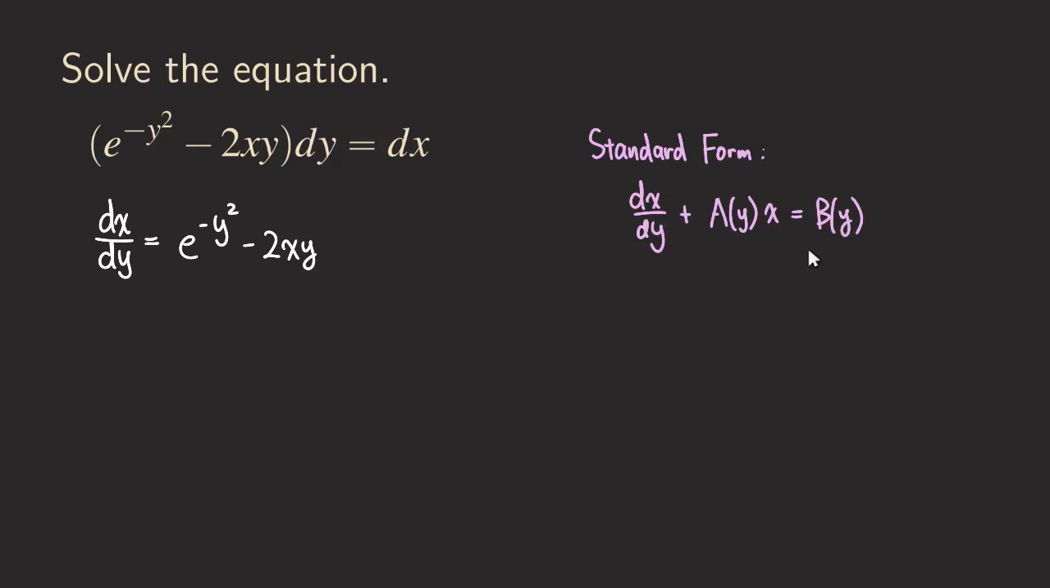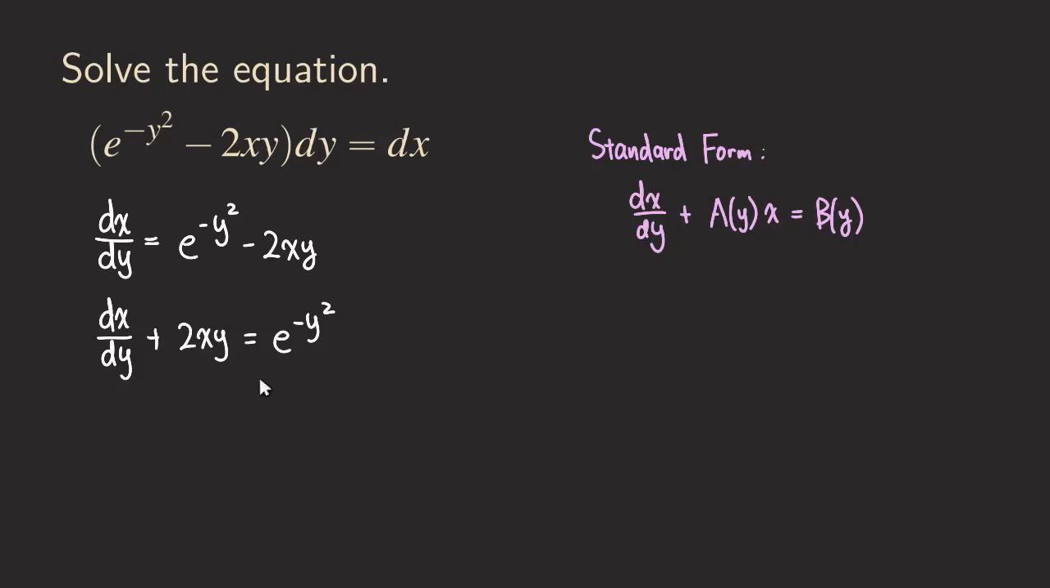So all we need to do right now is to write the term with the x on the left side of the equation. So that's what we're going to do here. So we are going to have dx over dy. And then you can see that this is the term with the x. That term does not have the x, so we will leave it on the right hand side of the equation. This term, negative 2xy, we add it to the left side of the equation. So we are going to get plus 2xy, and it's equal to e to the negative y squared. So now we have the equation in the standard form.